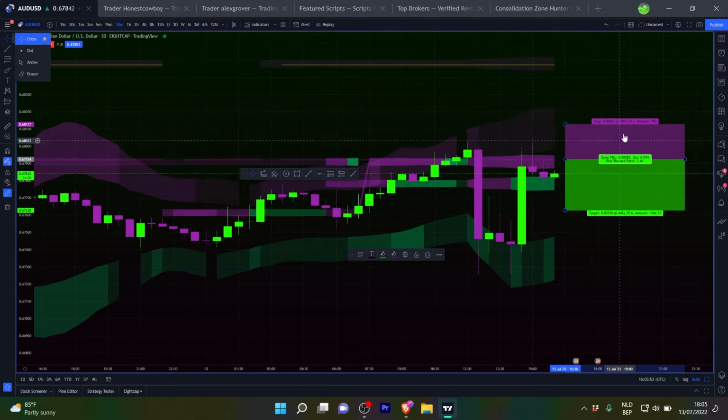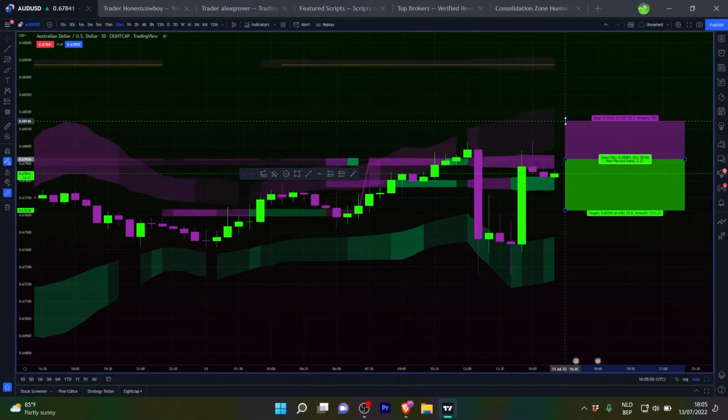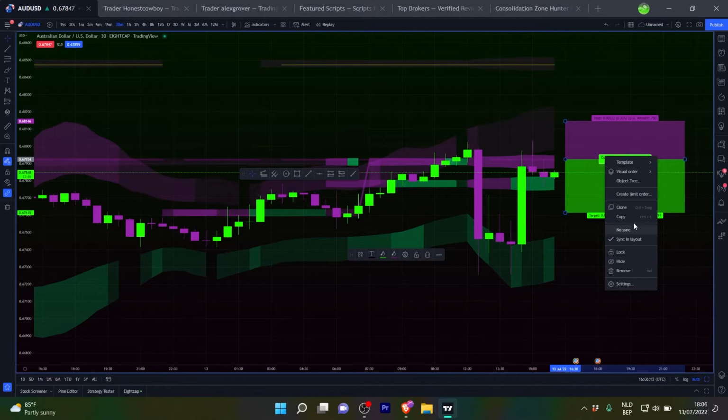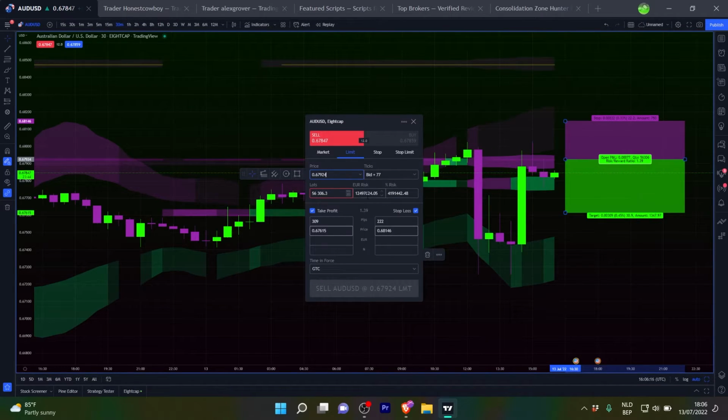Here we can do a smaller stop loss. I will not put this completely above the band because the zone is not inside the band. So like this. It's within my risk parameters.